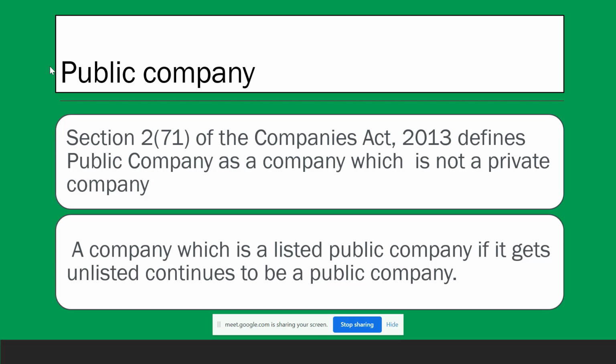A listed company in India should have at least 75% of the shares held by the public. If the shareholding drops below that, then the shares can be delisted.